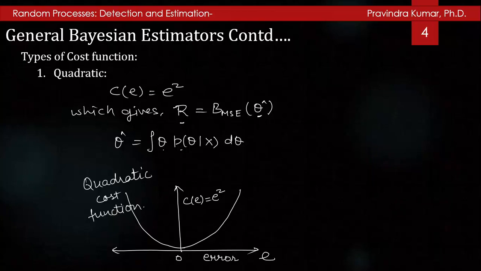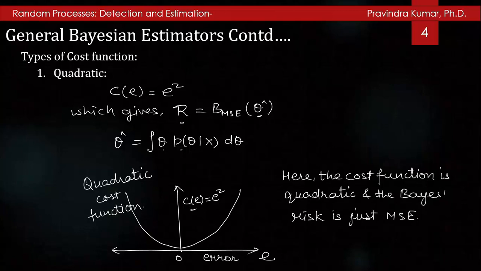And this is the quadratic cost function, and you can see here C is equal to sigma square. Here the cost function is quadratic and the Bayesian risk is just the minimum mean square error, and this is the mean of the posteriori PDF.